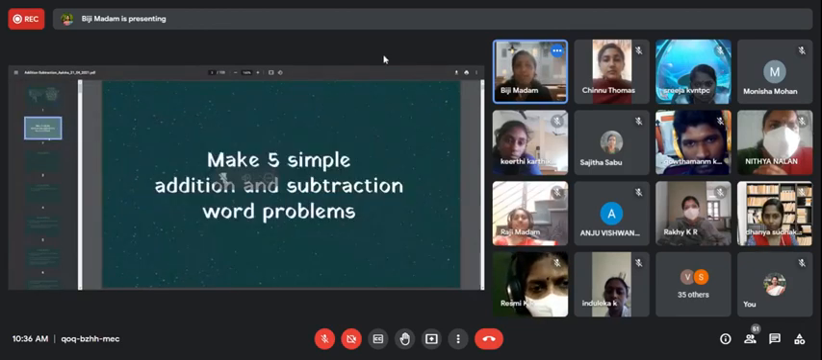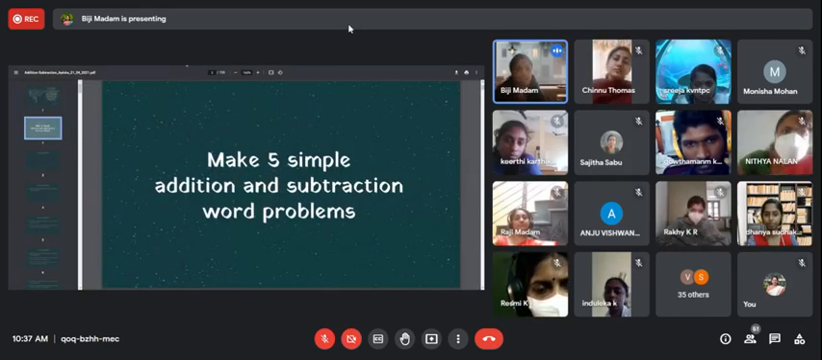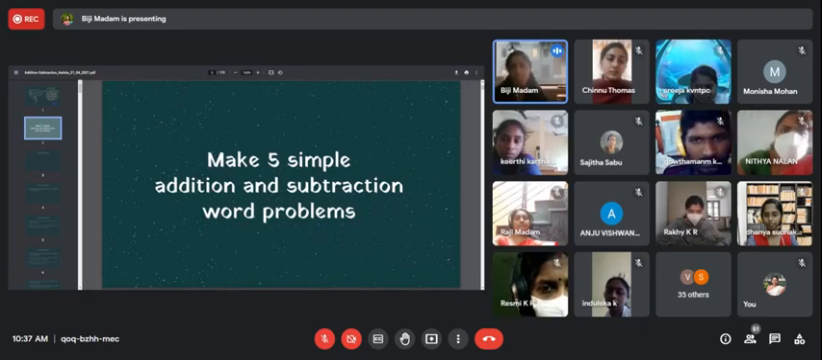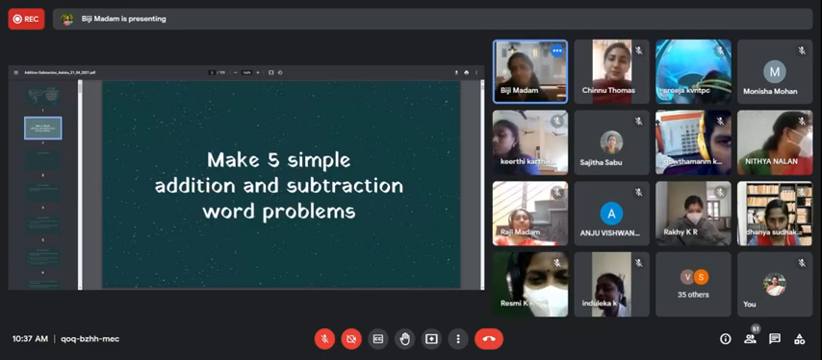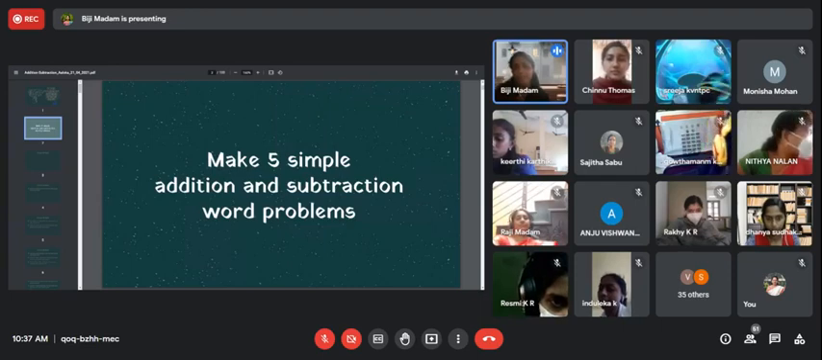Yes. Now make 5 simple addition and subtraction problems. How many minutes should we take? 1 minute. 5 simple addition and subtraction word problems. Yes, take a sheet of paper, do it fast. Simple, for classes 1 and 2 only, foundational. Make 5 word problems. They can be addition or subtraction.